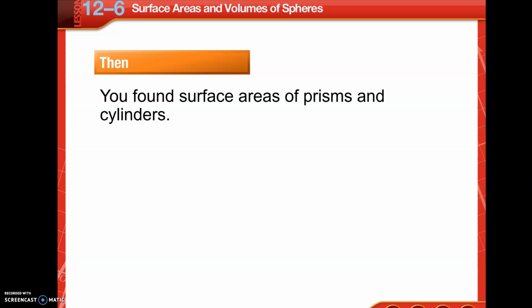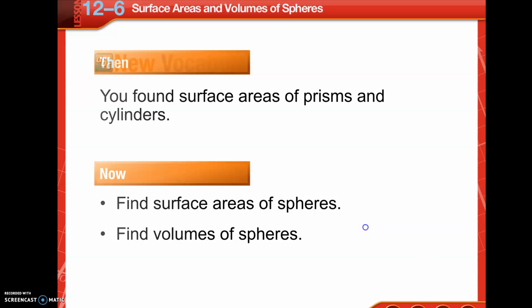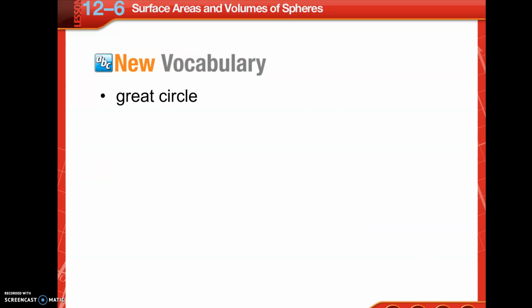We are going to look at the volume of a hemisphere and spheres today, and surface area. So the great circle: if you think of a sphere or a ball shape, a great circle would be like if I were to cut it in half, that circle that would make right in the center of that sphere would be your great circle. So when you see that term, that's what that is looking at.